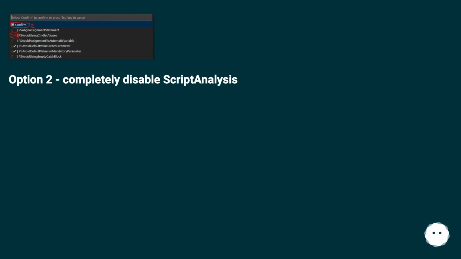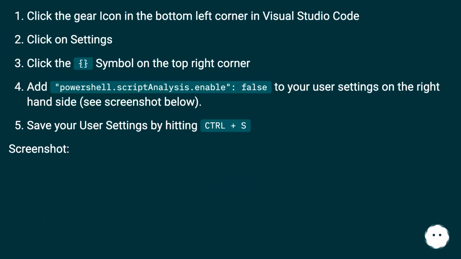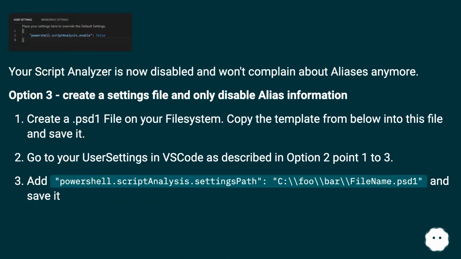Option 2. Completely disable script analysis. Click the gear icon in the bottom left corner in Visual Studio Code. Click on Settings. Click the symbol on the top right corner. Add "powershell.scriptAnalysis.enable": false to your user settings on the right hand side. See screenshot below. Save your user settings by hitting Ctrl+S. Screenshot. Your script analyzer is now disabled and won't complain about aliases anymore.